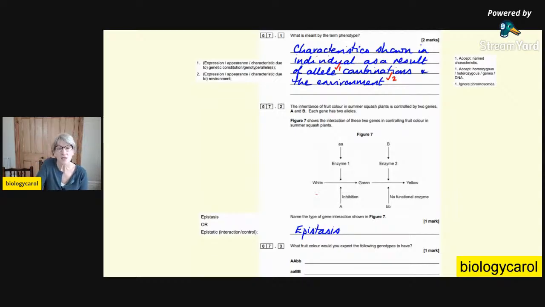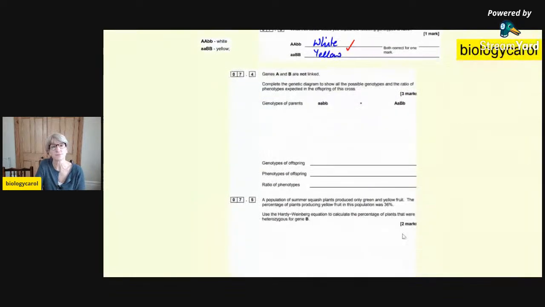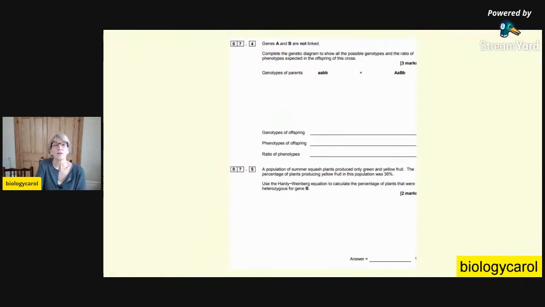Hopefully that makes sense. So big A, little b would be white. Little a, big B would be yellow because you've got the enzyme 1 happening to turn it green, and then you've got the dominant allele here to make the yellow. So here we've got that, and you had to get both right to get the mark. They are not linked. Okay, fine.